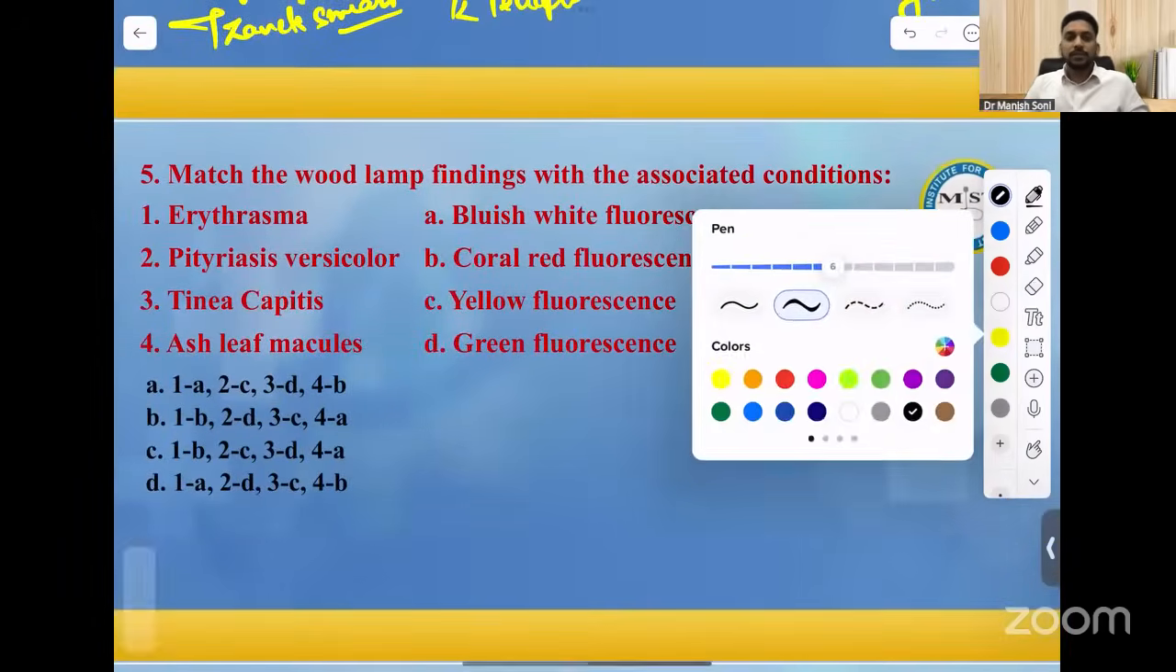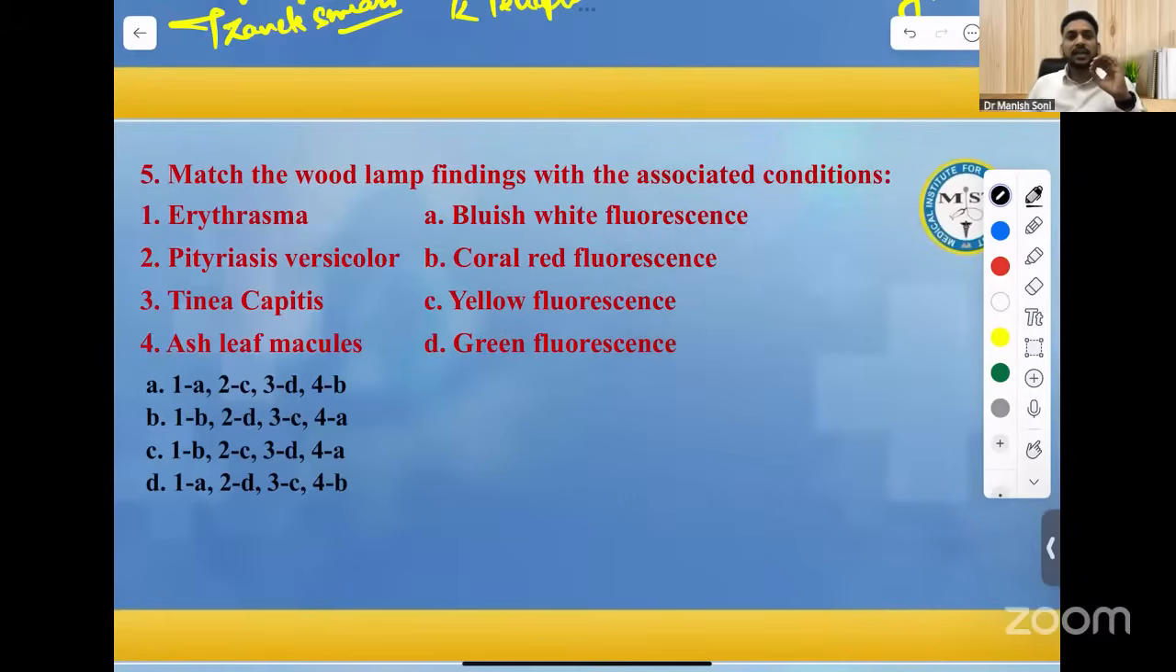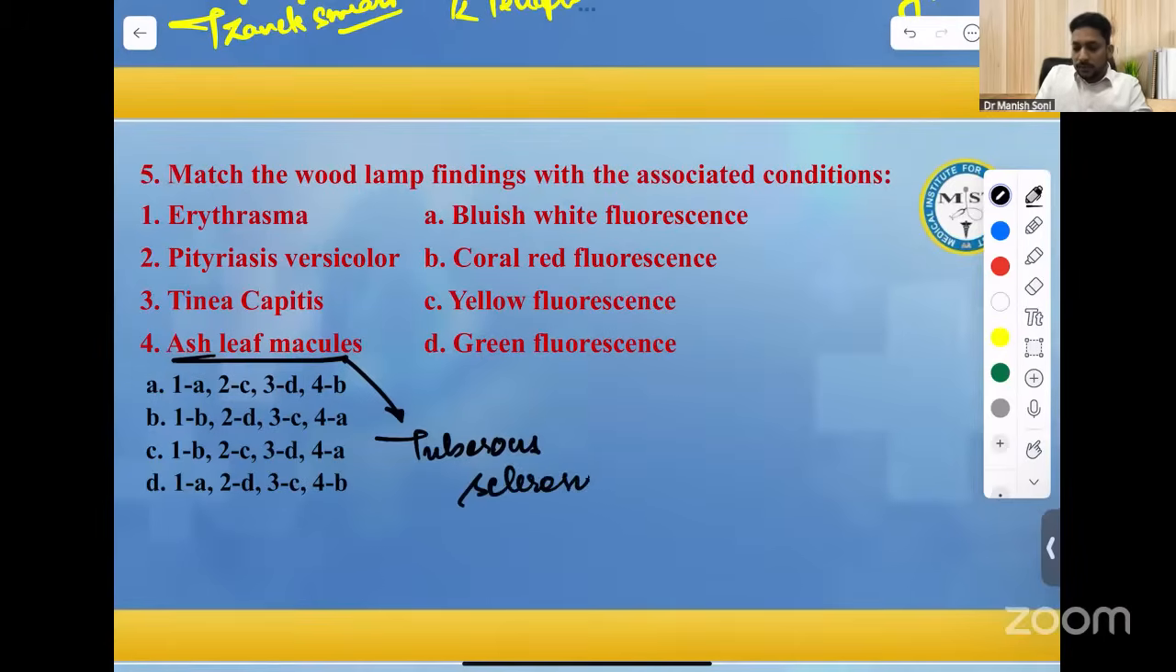Coming to the next question. They are saying, match the Wood's lamp finding with the associated condition: erythrasma, pityriasis versicolor, tinea capitis, and ash leaf macules, which are seen in tuberous sclerosis. So ash leaf macules are seen in tuberous sclerosis. So all these conditions can be identified with the help of Wood's lamp.